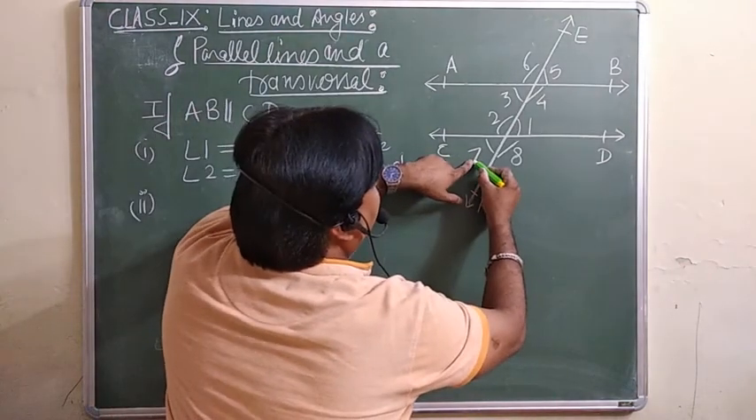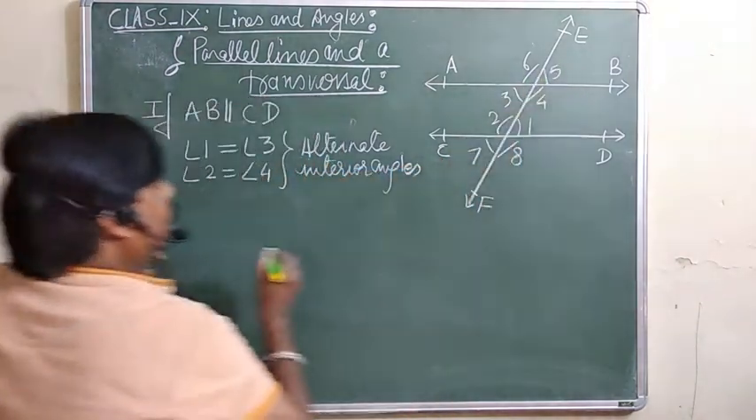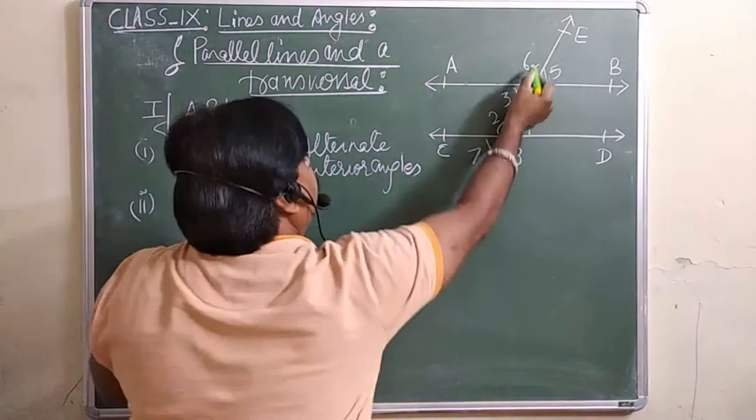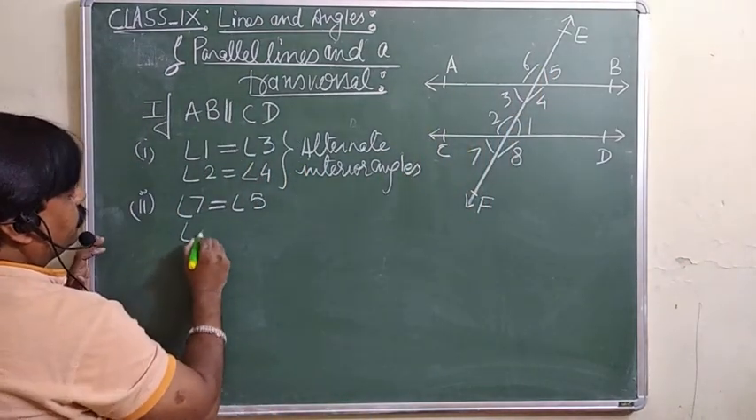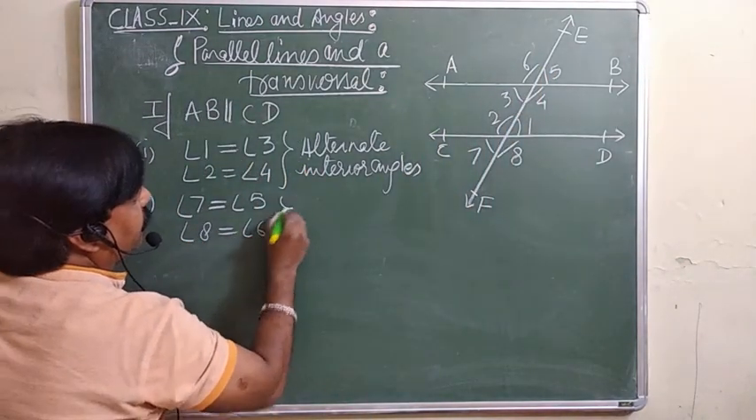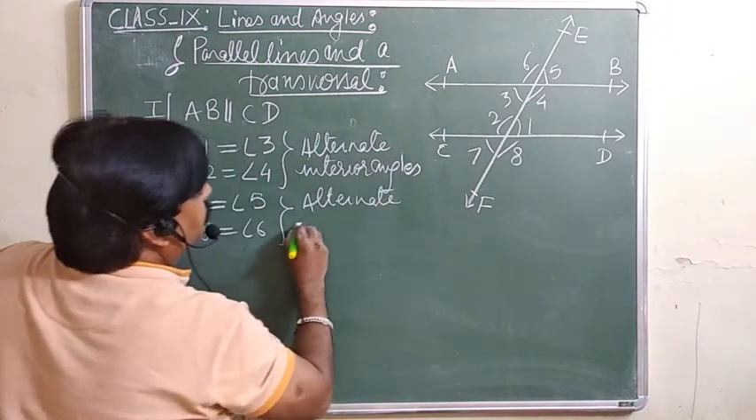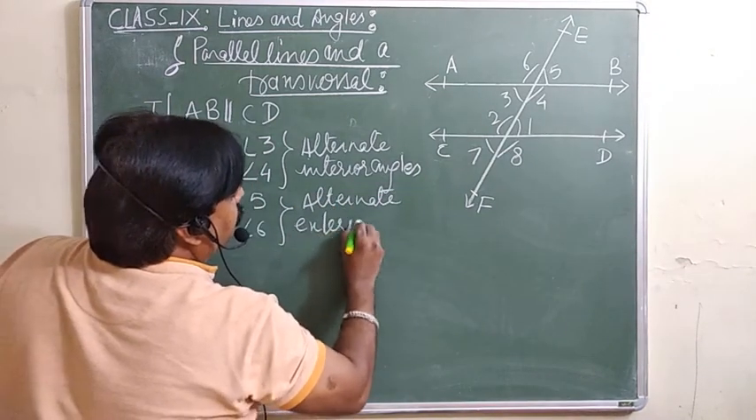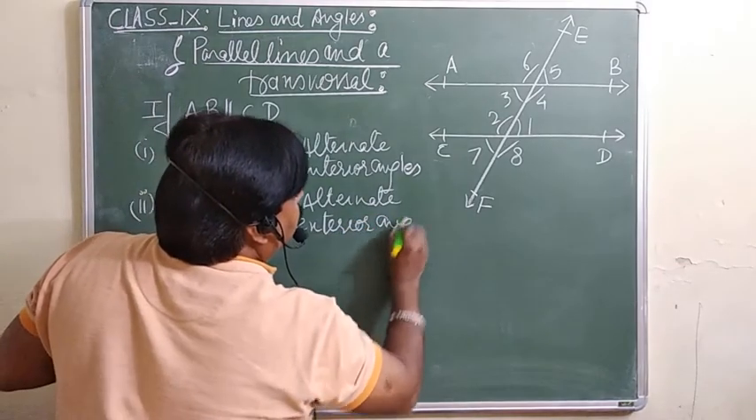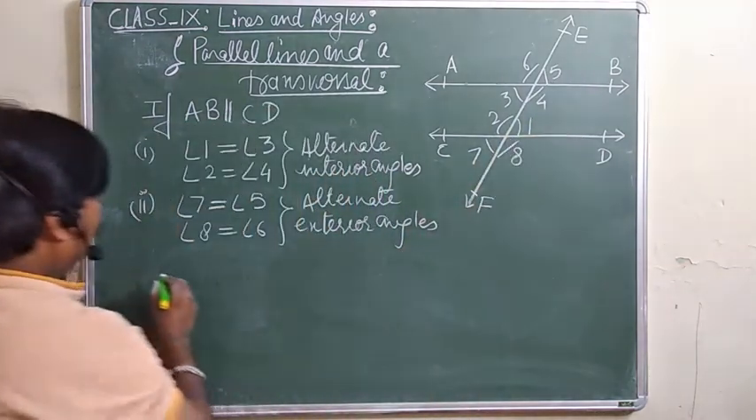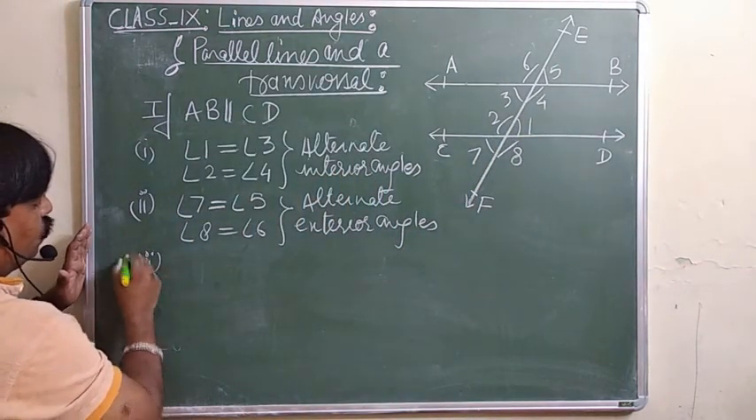Similarly, the second one: angle 7 will be equal to angle 5, and angle 8 will be equal to angle 6, and they are known as alternate exterior angles. Angle 5 will be equal to angle 1, you can say. Third case: their corresponding angles will be equal.